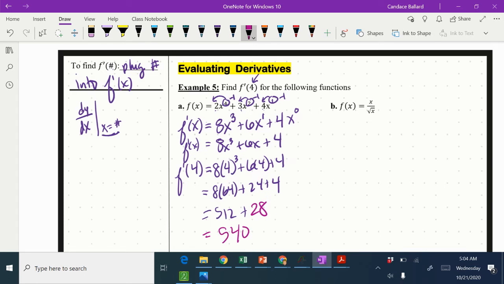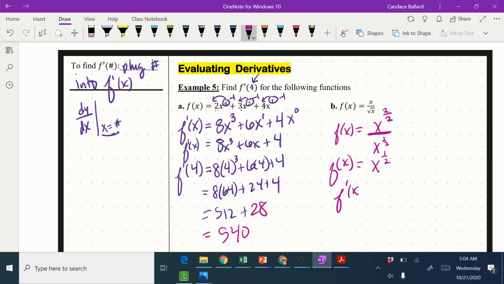All right, let's try this again on B. Before I do B, though, I am going to rewrite it a little bit. So I've got x over x to the 1/2 power. If I have division, I have to subtract my exponents. So I've got 2 over 2 power, so I'm going to subtract 2 halves minus 1/2. So I really have x to the 1/2 that I am taking the derivative of.